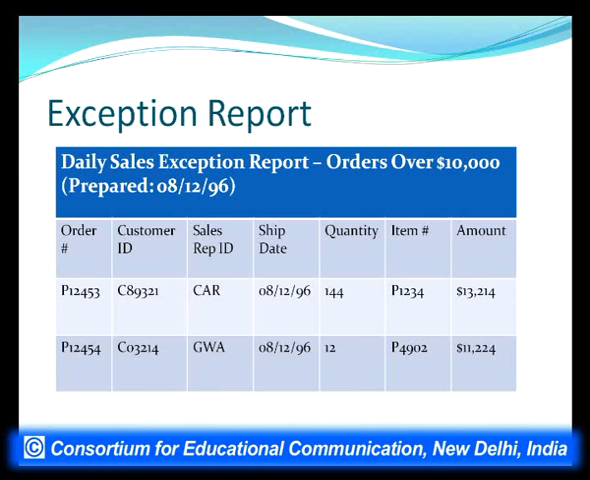Then comes the exception report. Now this is the exception report. What you will notice is the amount. Here only the orders over $10,000 are covered. You can see in the report order numbers 12453 and 12454. There the amount is more than $10,000: $13,214 and $11,224. So they are exceptional. So that can be presented in the form of an exception report.